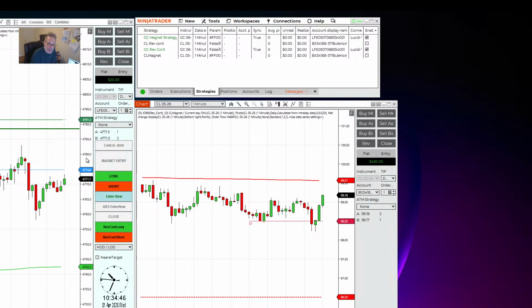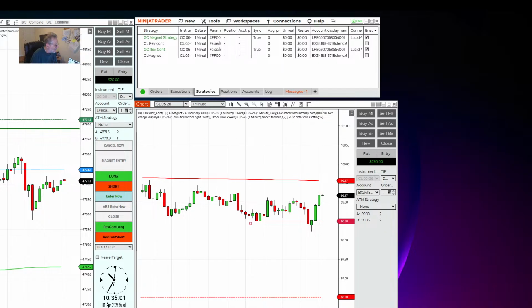Overall, we made money. Overall, we made money. MNQ stop, gold scalp made 350, our oil scalp made 100. So it was a very mixed morning, I would say. A mixed morning. So we've got one more.